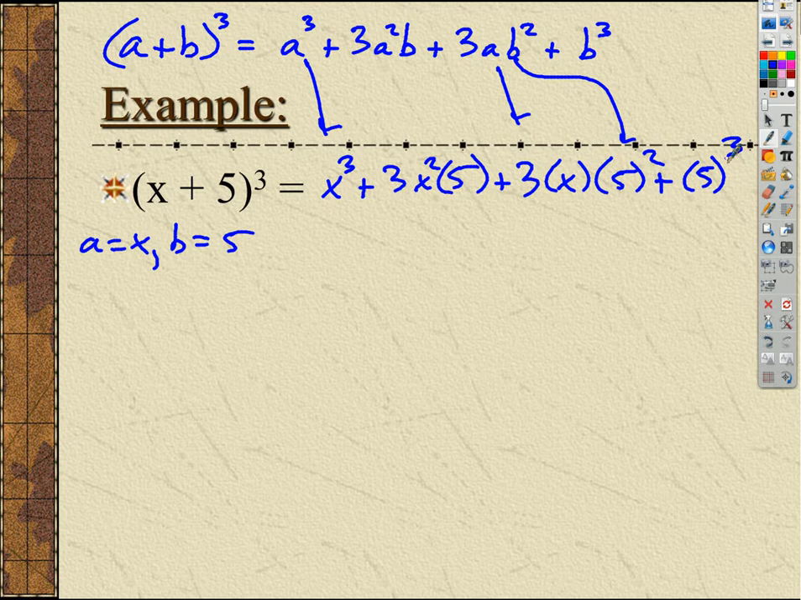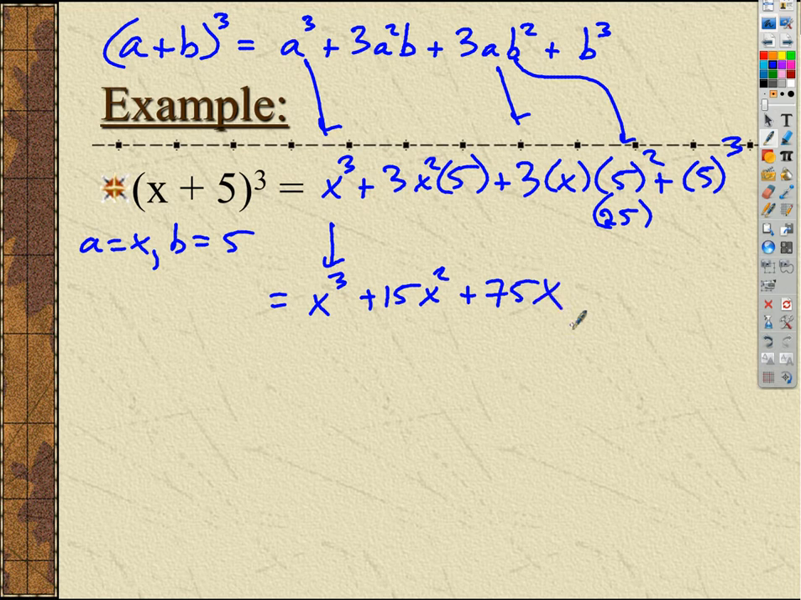Okay, so what do those terms end up being? So this first term is done. That's just x cubed. What about the second one? I want to write the numbers first. So 3 times x squared times 5, 3 times 5 is 15, so I get plus 15x squared. Next term. 3 times x times 5 squared is 25, right? So how many x's? 3 times x times 25. So 3 times 25 is 75x. And then finally I get 5 cubed, which is just 5 times 5, which is 25, times 5, 125.